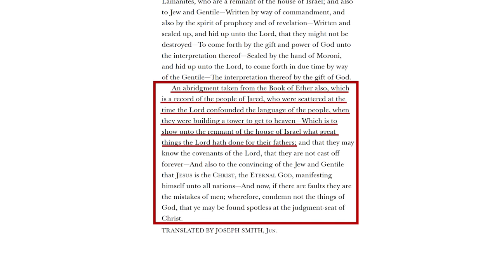It includes an abridgment taken from the Book of Ether also, which is a record of the people of Jared, who were scattered at the time the Lord confounded the language of the people when they were building a tower to get to heaven, which is to show, now here we go, unto the remnant of the house of Israel what great things the Lord hath done for their fathers.